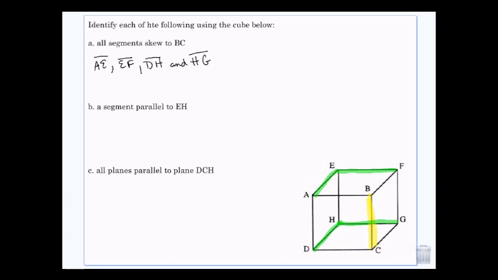So just skew, when you're thinking about skew, they never intersect, but they don't run in the same direction. When we talk about a segment parallel to EH, here's EH. So parallel is going to run in the same direction. So parallel are going to be all the ones that go up and down the same direction. So AD, BC, oh, see, these should also have lines on them, and FG.